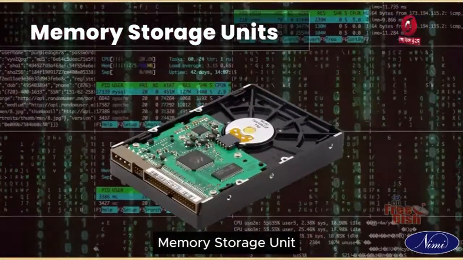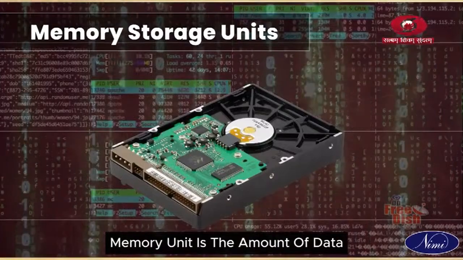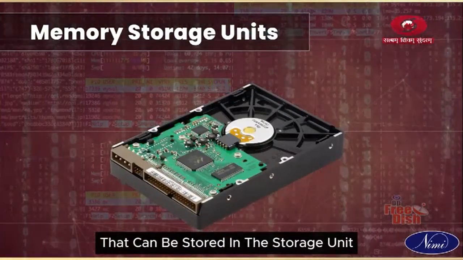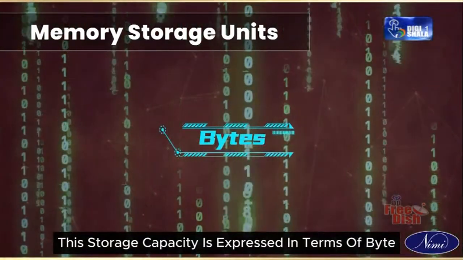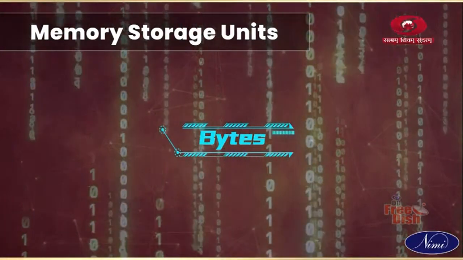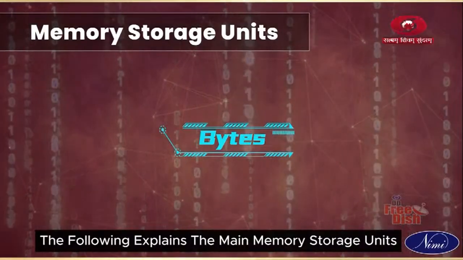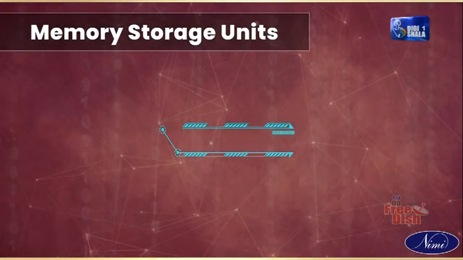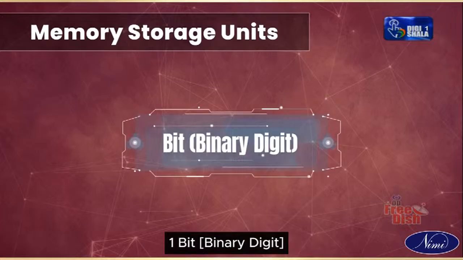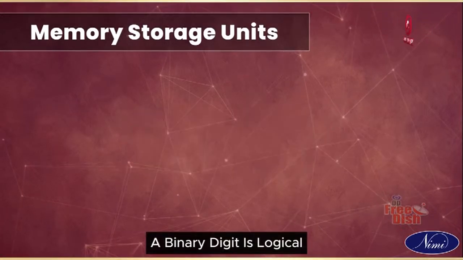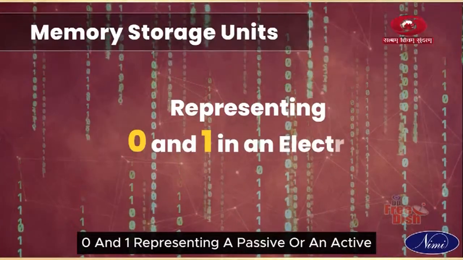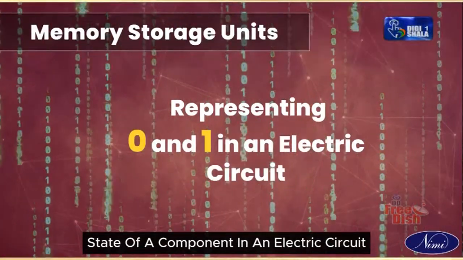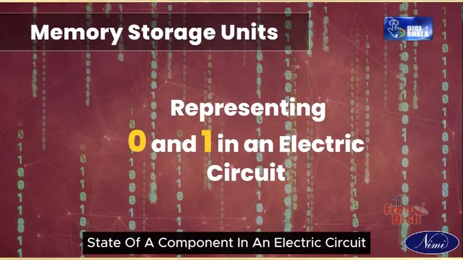Memory storage unit. Memory unit is the amount of data that can be stored in the storage unit. This storage capacity is expressed in terms of bytes. The following explains the main memory storage units. 1. Bit, binary digit. A binary digit is logical 0 and 1, representing a passive or an active state of a component in an electric circuit.